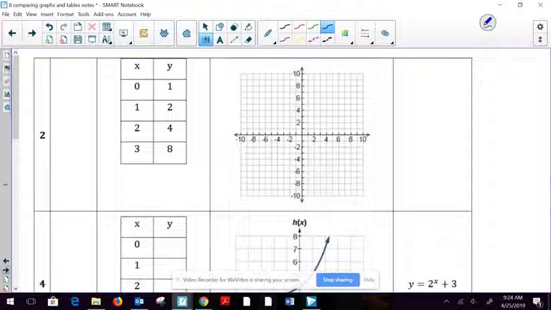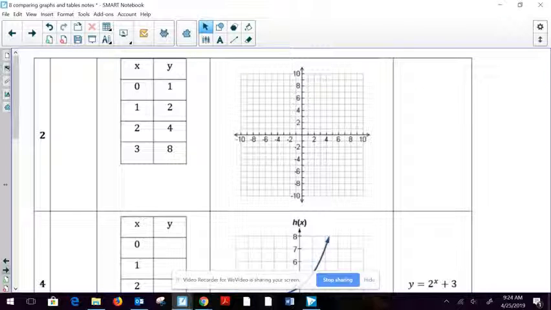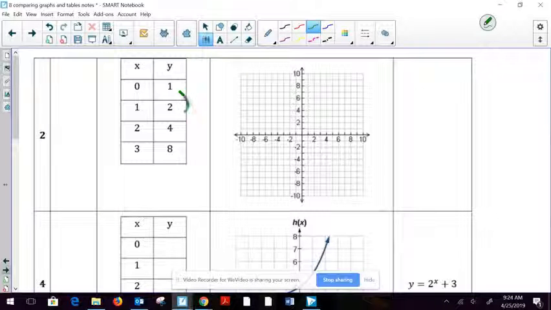At this next table right here, notice we have a table of values. We don't have a graph at all. So what we could do is look at our table of values and see if we see a pattern. How am I getting from 1 to 2, 2 to 4, 4 to 8? What's the pattern that's happening? Good, I'm multiplying every single one by 2.